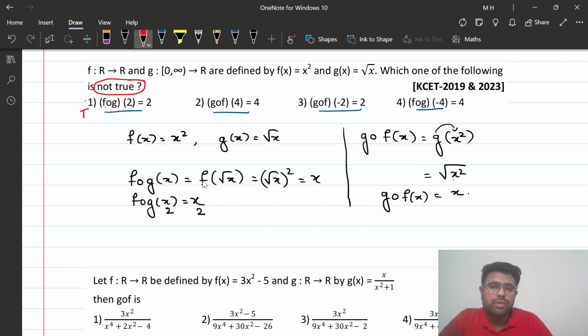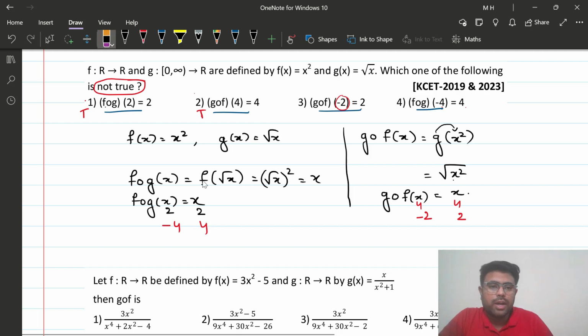Okay, g of f of 4 is 4. Yes, this is also true. Next, g of f of minus 2 is 2. If I put minus 2 here, it cannot be 2 here. As you can see, it cannot be 2 here. So therefore, one thing that I can make out, just give me a moment. F of g of minus 4 is 4. What do you mean by f of g of minus 4? If I put minus 4 here, it is going to be 4.